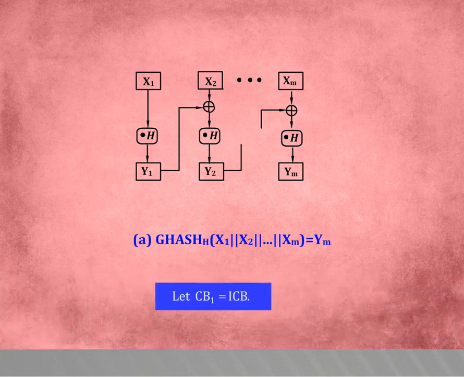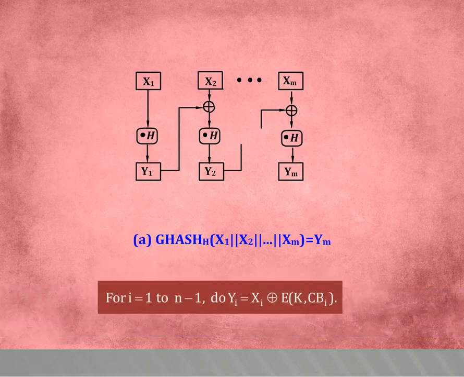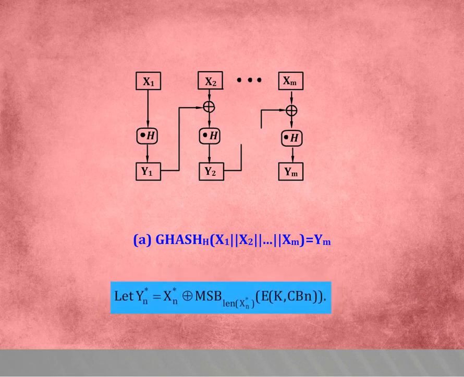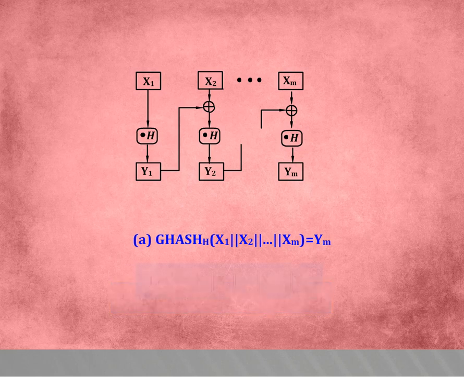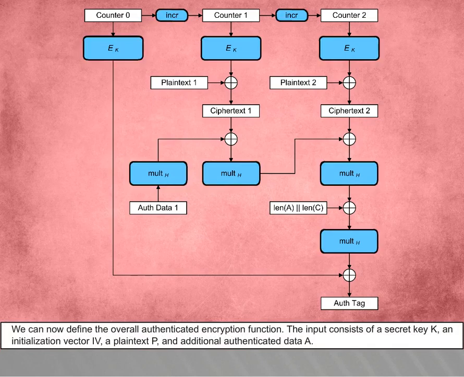Let CB1 equal ICB. For i equals 2 to n, let CBi equal INC32(CBi-1), where the INC32(S) function increments the rightmost 32 bits of S by 1 mod 2^32 and the remaining bits are unchanged. For i equals 1 to n-1, do Yi equal Xi XOR E(K, CBi). Let Yn* equal Xn* XOR MSB_len(Xn*)(E(K, CBn)). Let Y equal Y1 || Y2 || and so on up to Yn-1 || Yn*. Return Y. Note that the counter values can be quickly generated and that the encryption operations can be performed in parallel.